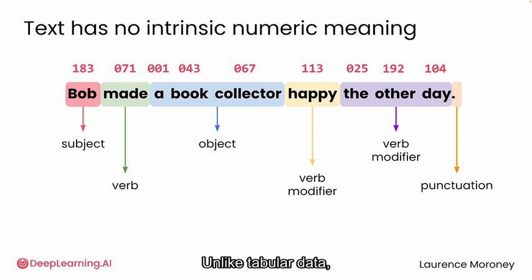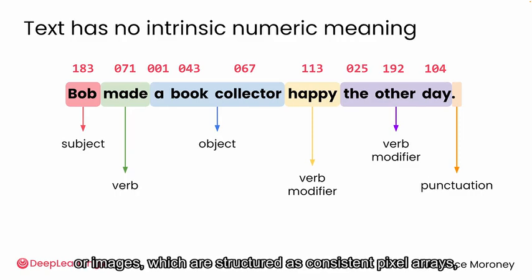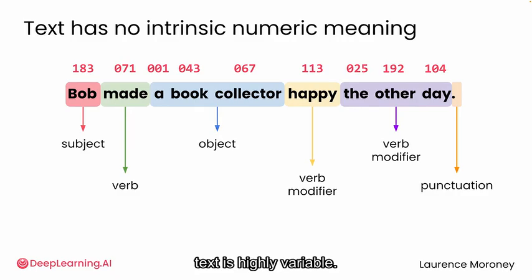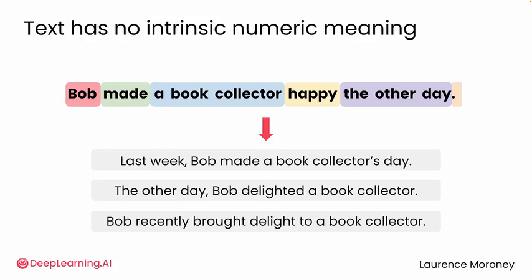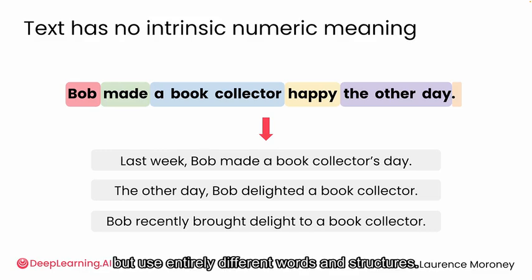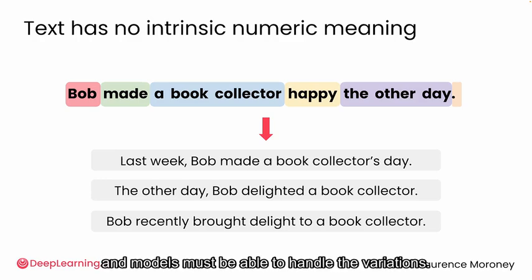Unlike tabular data, which has a fixed set of numerical features, or images, which are structured as consistent pixel arrays, text is highly variable. Two sentences might communicate similar ideas, but use entirely different words and structures. In fact, there's rarely one correct way to express an idea in natural language. There are infinite possibilities, and models must be able to handle the variations.